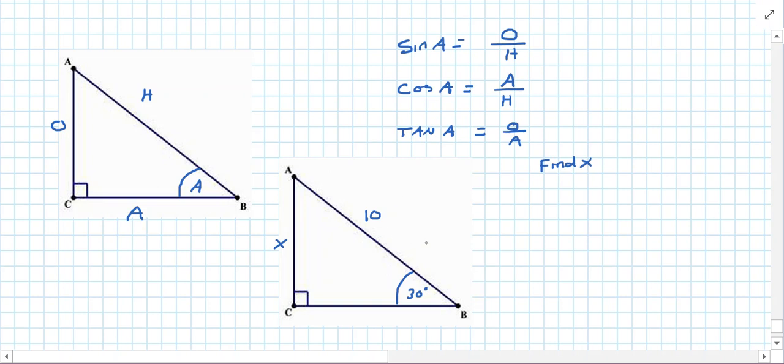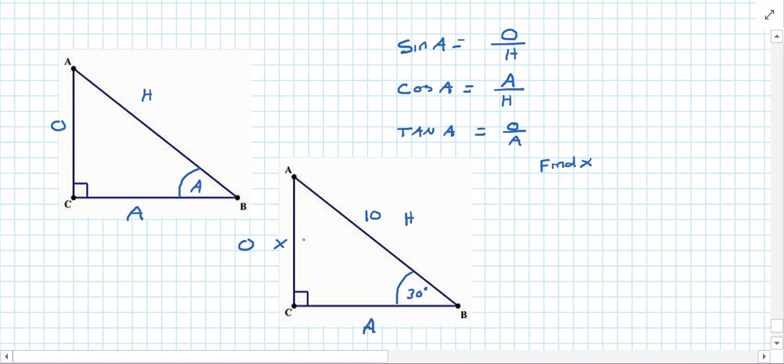Well, the first thing we want to do is identify our parts. If we're dealing with this angle here, then this length here is the hypotenuse. Write it down with an H. This x, the length that we're looking for, is the opposite, because it's opposite the angle. And then if that's the hypotenuse and that's the opposite, then this has to be the adjacent. So the first thing you do is just label your parts.